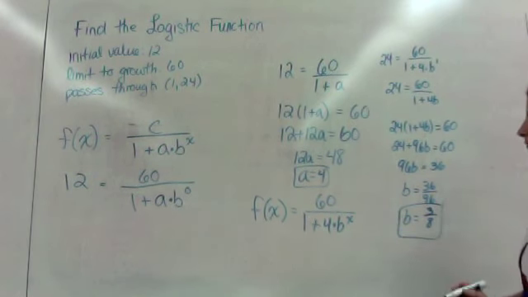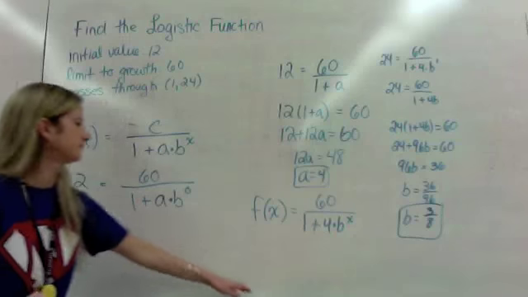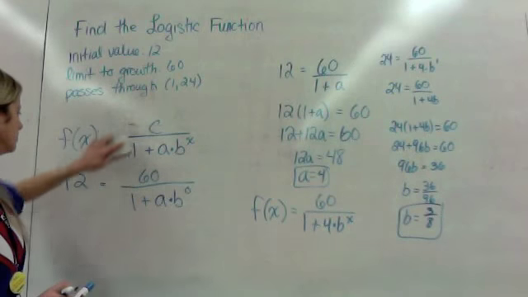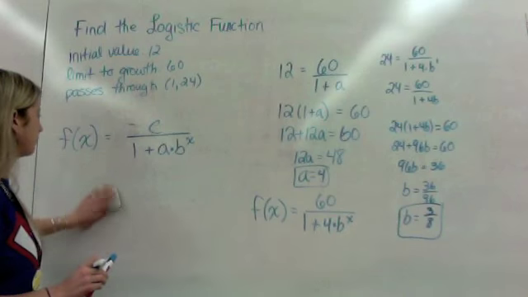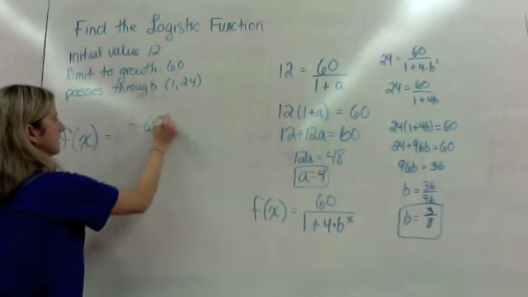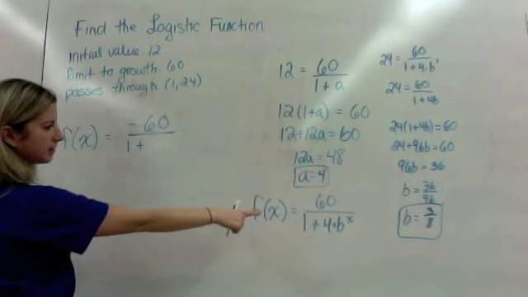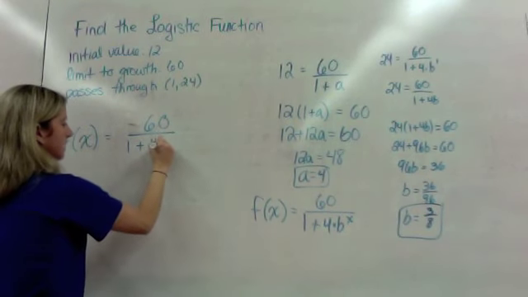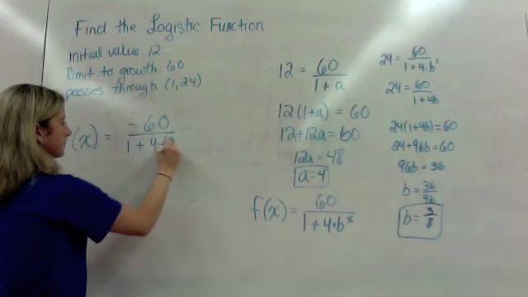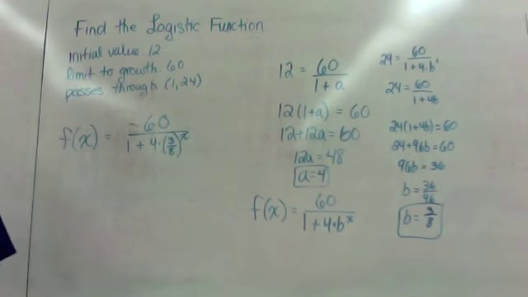So b equals 3/8. So then our function, if we're going to go over here because I'm running out of room for you to see, I'm going to just erase this here. If we plug everything in that we know, it's going to be 60 divided by 1 plus a, which was 4, times b, which is 3/8, to the x. Okay?